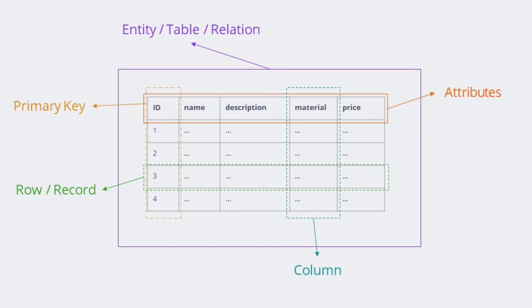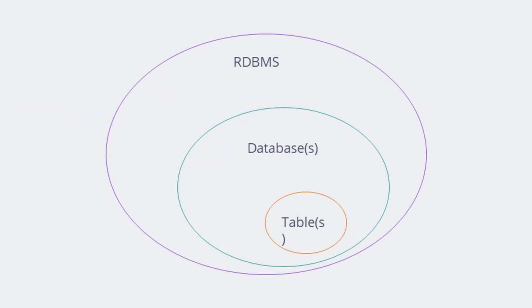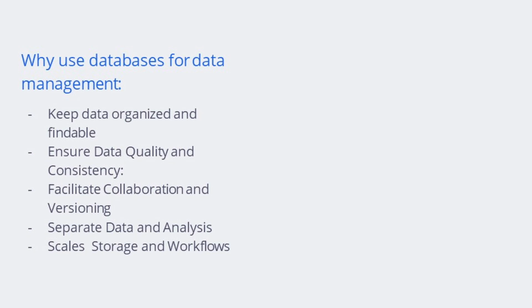The name relation comes from its origin by Codd. It's a mathematical concept, and we're not going into detail now. And one other thing relational databases normally have is a primary key, that is one column that identifies each row uniquely, which we will see later on. So we have relational database management systems which can contain one database or more databases, and each database has one or more tables.